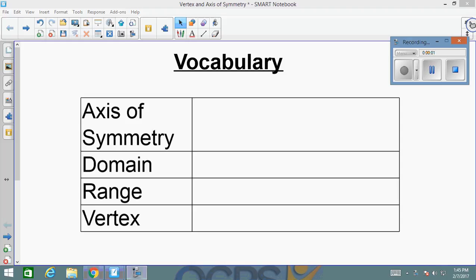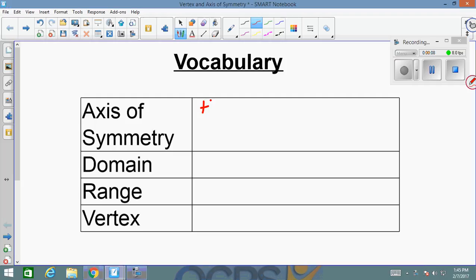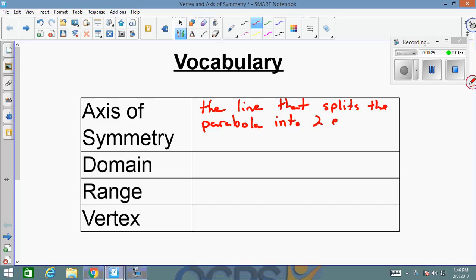Okay, so today we're going to talk about the axis of symmetry, domain, range, and vertex. Axis of symmetry is simply the line that splits the parabola into two equal parts. Okay, we're always going to write it as x equals and then some number. We'll talk about how we write that in a little bit.